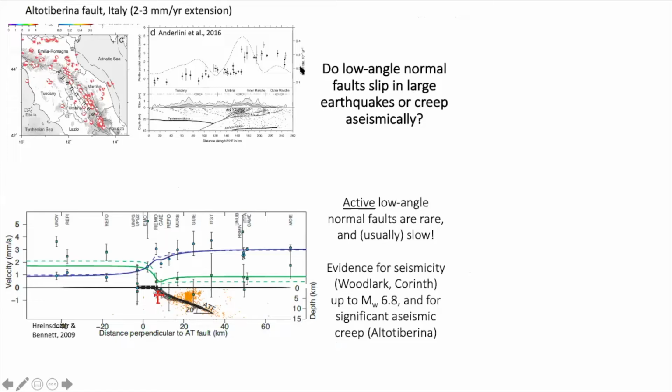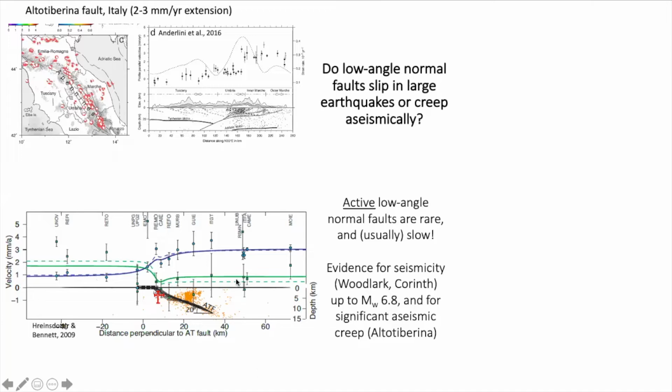So this is one of the best documented active low angle normal faults, the Alto Tiberina fault in Italy, which slips at about 2 to 3 millimeters per year. So that's actually 2 to 3 millimeters of horizontal extension per year. GPS data across the fault looks like this profile down here, where velocity is on the y-axis and the distance relative to the fault trace is on the x. So you can see this small step across the fault, and this has been modeled as 2 or 3 millimeters per year of slip, mostly by aseismic creep below a really shallow locking depth.